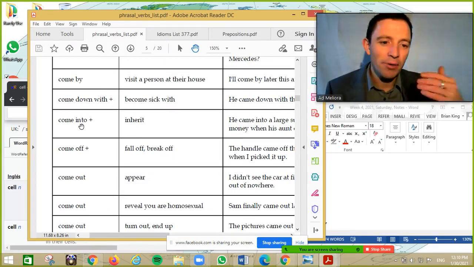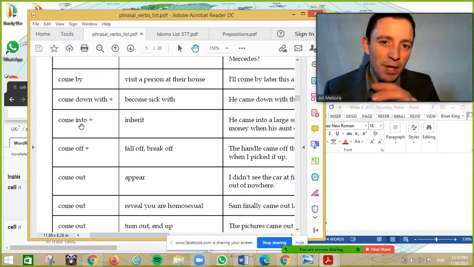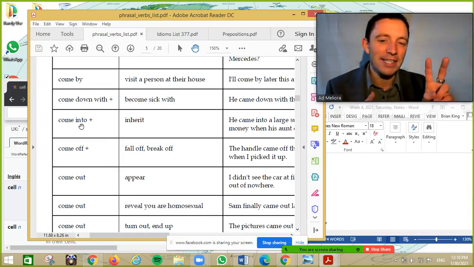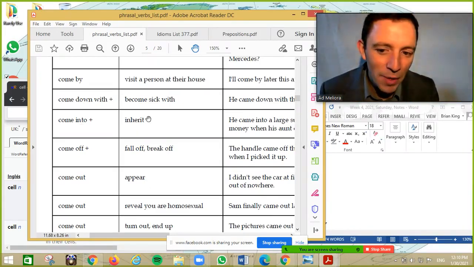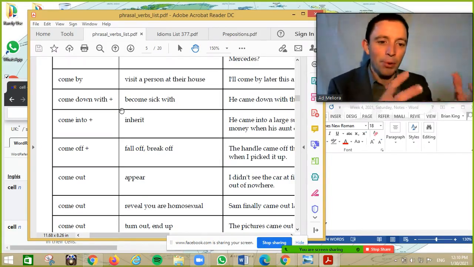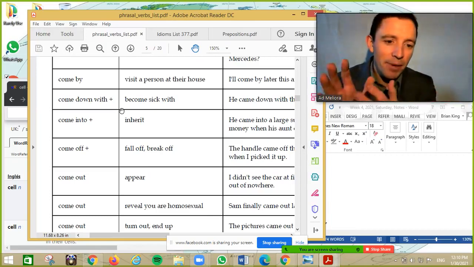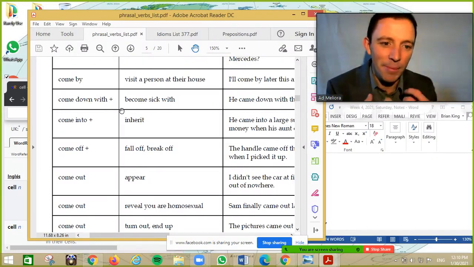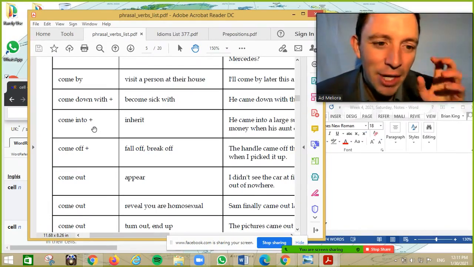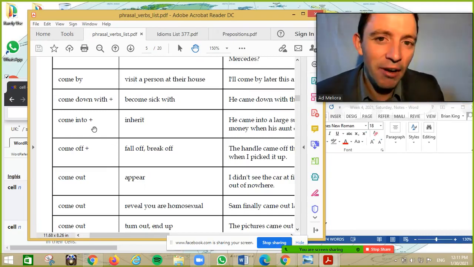Come, "venir" again. Into is the movement. So come into the house, come into the room. But come into, yes, it's literal, come into the room, but the second significance is to inherit. And the verb here to inherit is to receive from your parents, for example, or to receive something from someone. For example, I inherit a book, a very important book from my family, and my family give me the book to keep. That's to inherit.